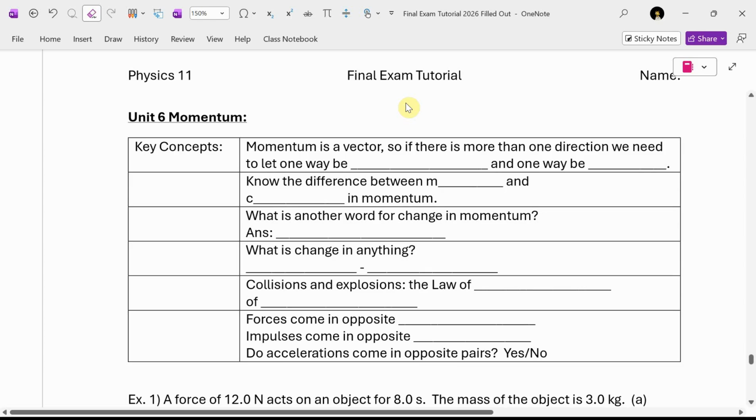Remember, momentum was a vector. So if there's more than one direction, we needed to let one way be something and one way be something. Okay? Plus VE, that's my abbreviation, minus VE. You can write POS or NEG.